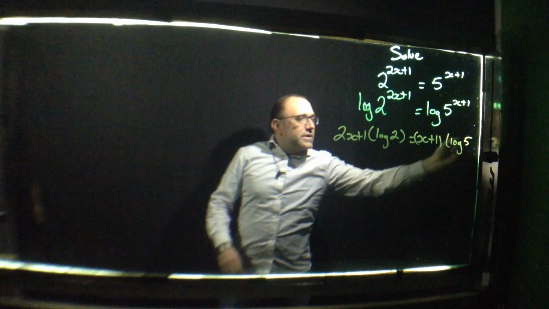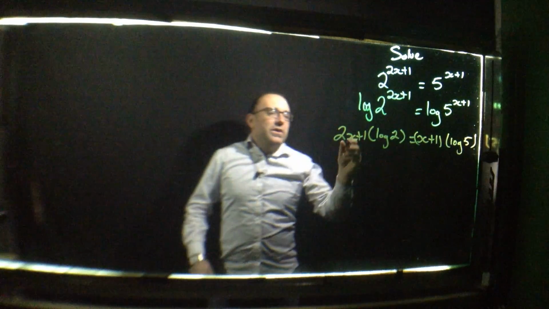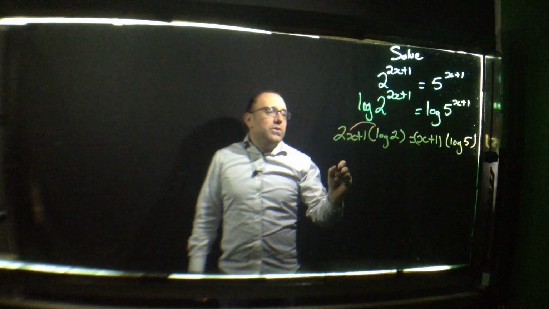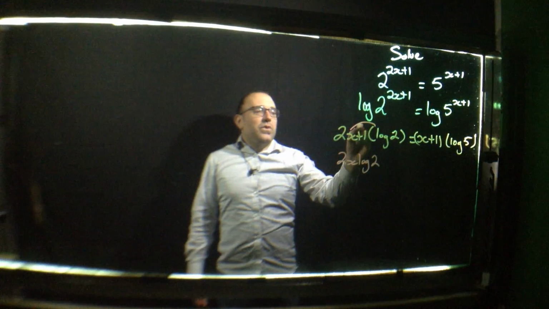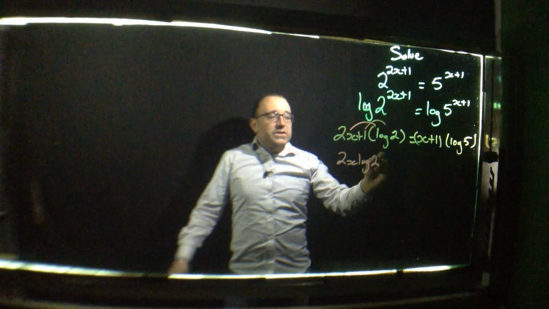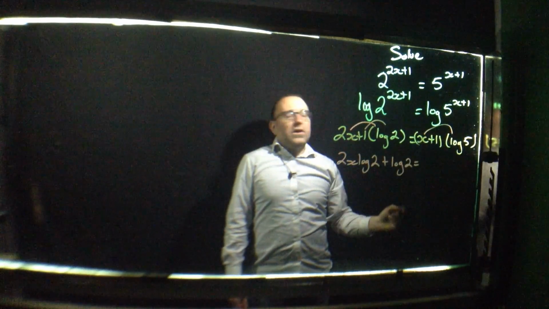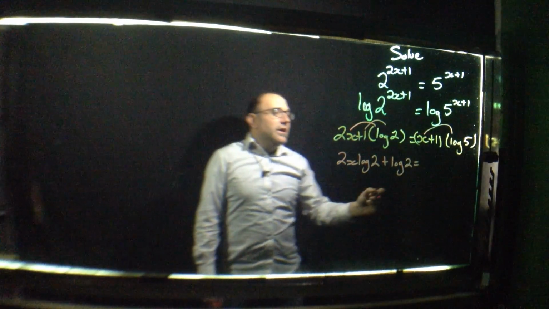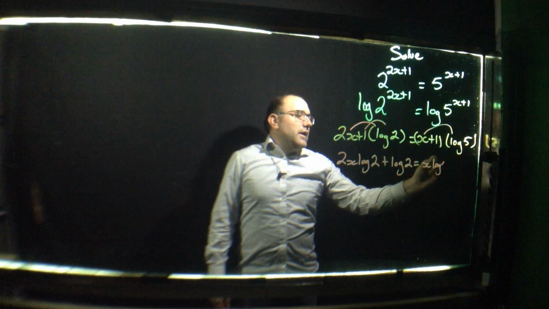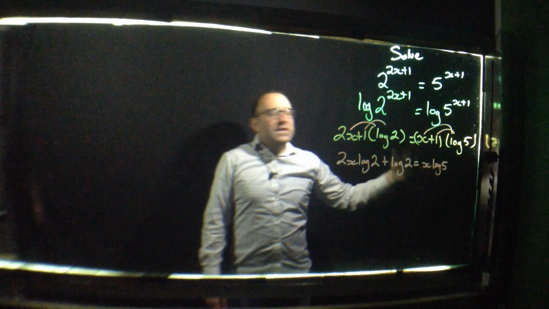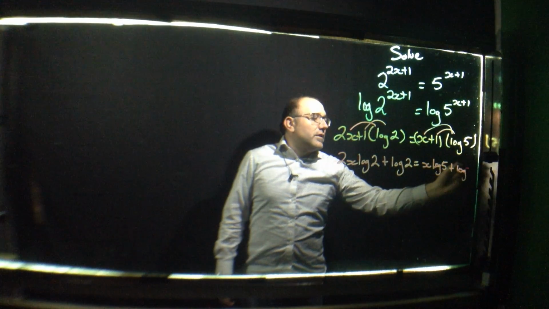Now with this in consideration, we can use the distributive property. That means we're going to distribute the 2x with the log of 2, and then the same thing with the 1 with the log of 2, which is the same thing as just log of 2. And same thing on the right-hand side. Then you're going to be doing x times log of 5, and then 1 times anything will be the same solution, so that would be log of 5.